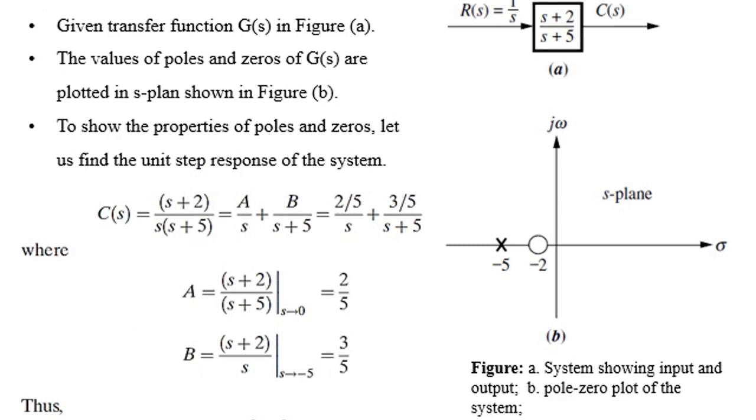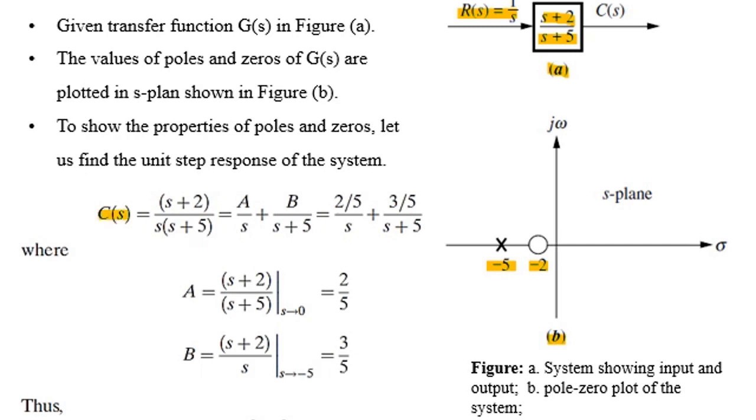Now, with the help of an example, we will study system response with the help of poles and zeros. In the given figure A, we have a system whose transfer function is s plus 2 divided by s plus 5, and the input applied to the system is a step, which means that R of s is equal to 1 over s. Figure B shows the pole-zero plot of the system. In this we have a pole at -5 and a zero at -2.